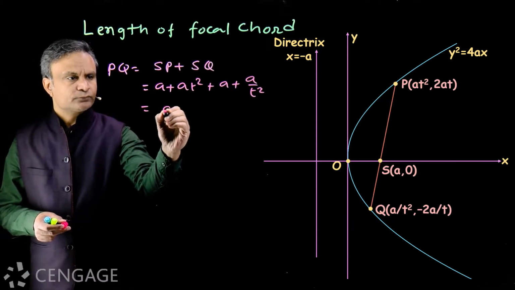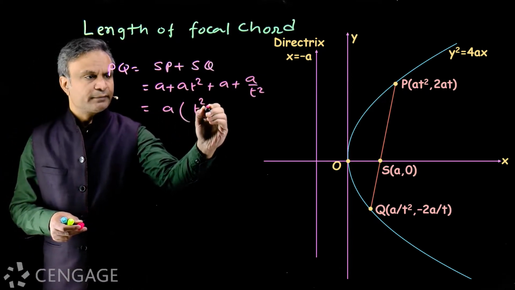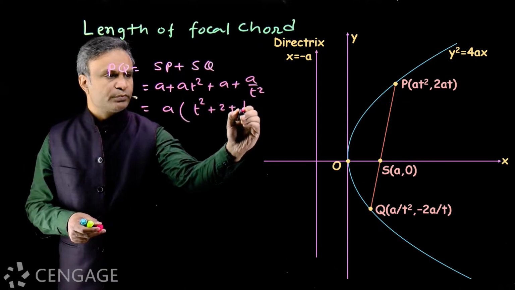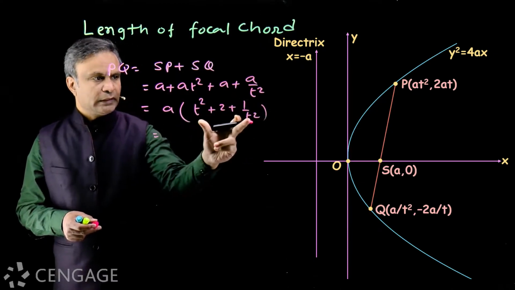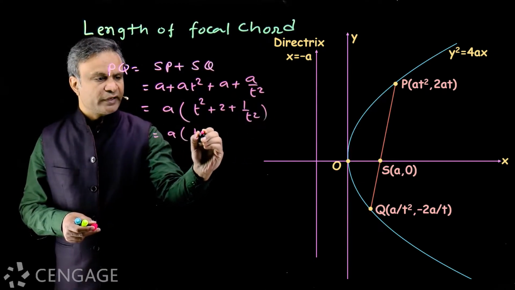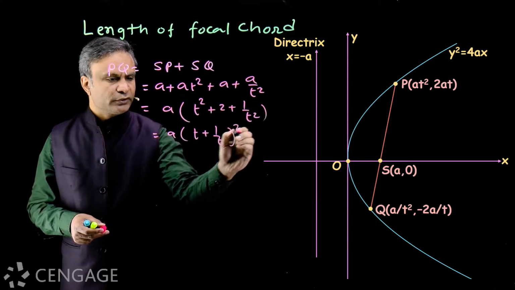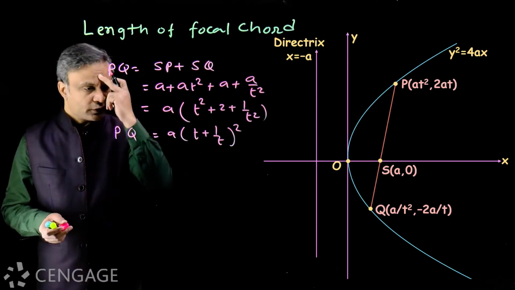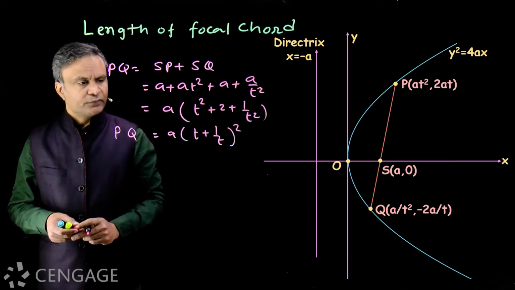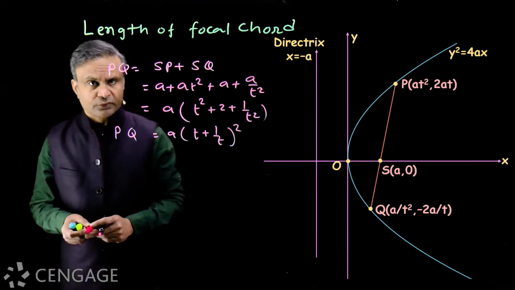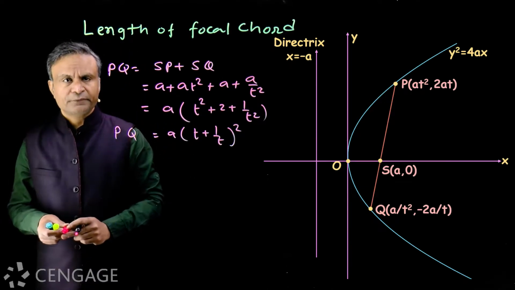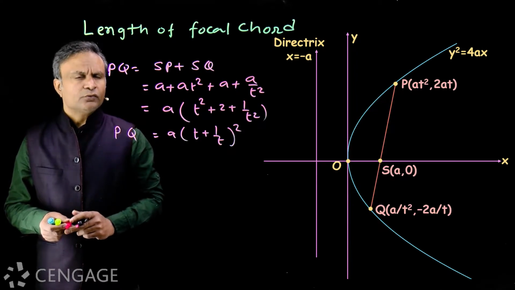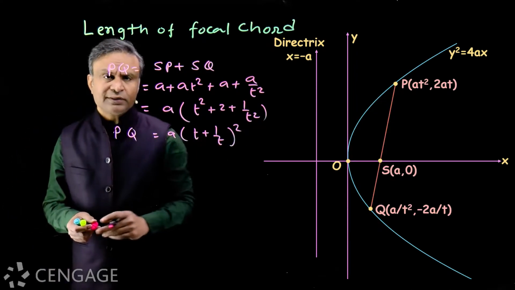So we have here a multiplied by inside bracket t square plus 2 plus 1 upon t square. This is a perfect square of t plus 1 upon t. So length of focal chord PQ is a multiplied by t plus 1 upon t whole square, where t is parameter of point P. t is parameter of one of the extremities of the focal chord.